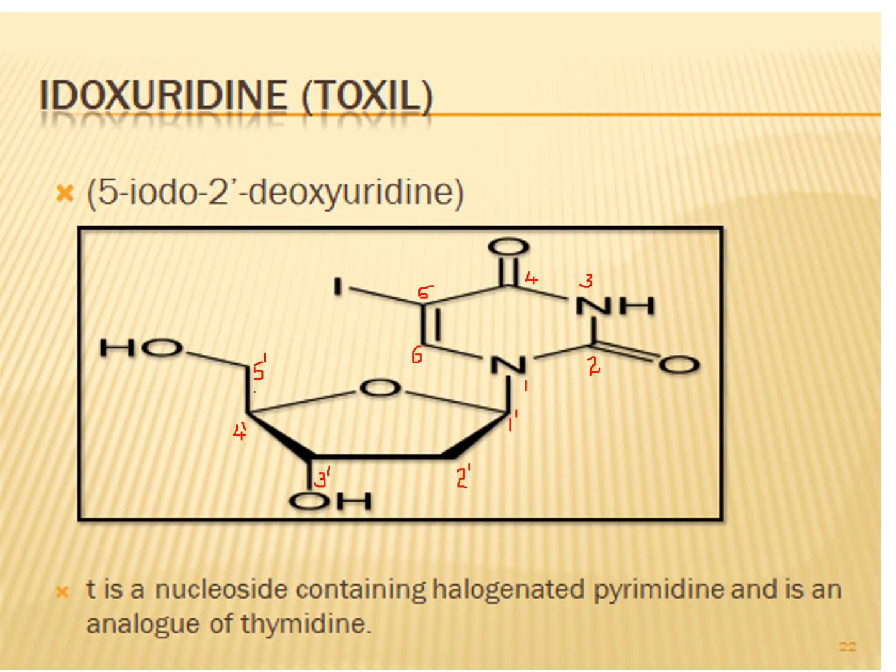So the basic structure of idoxuridine is deoxyuridine. The first position of the pyrimidine nucleus is connected to the 1' position of the ribose sugar. So it is a deoxyribose sugar. Clear? So it is a nucleoside containing halogenated pyrimidine and it is an analog of thymidine.